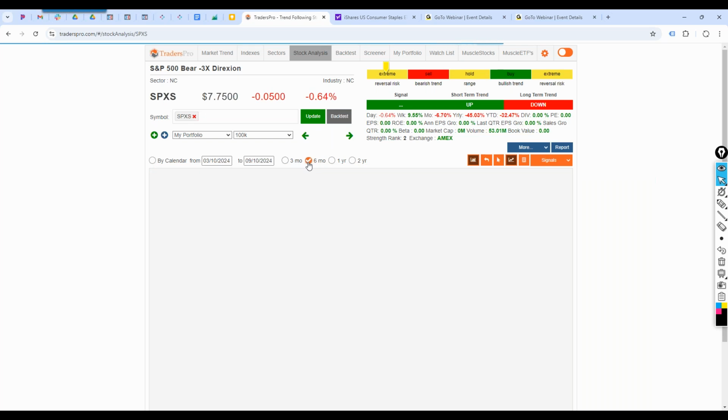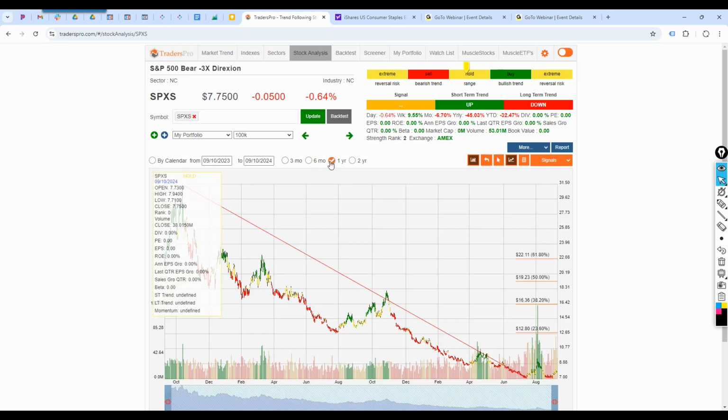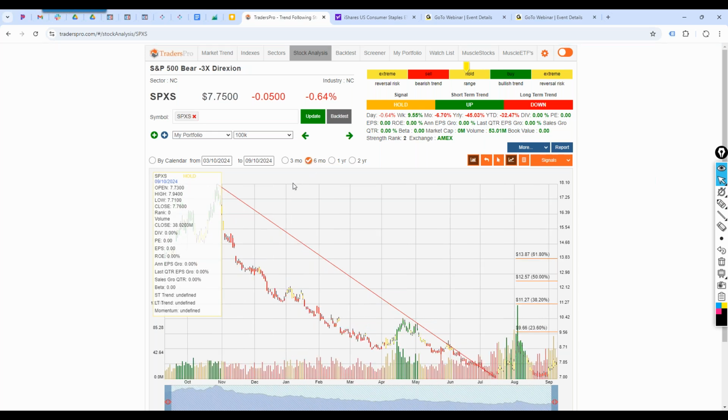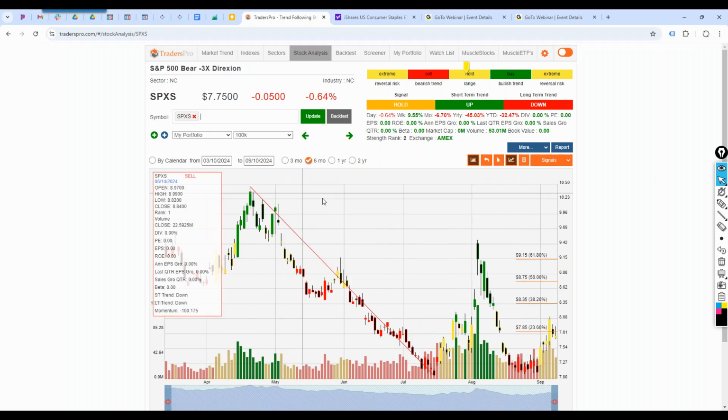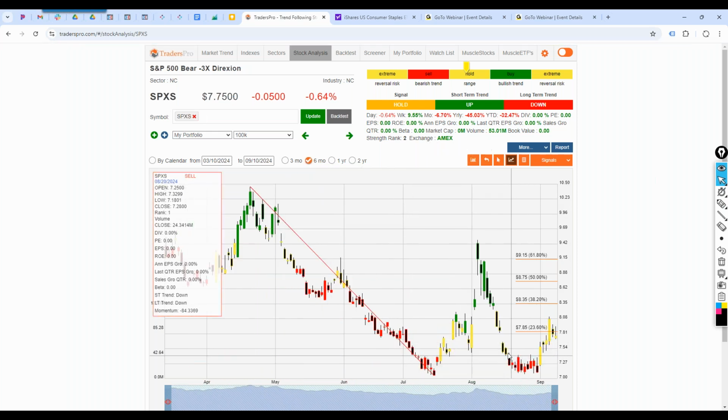Let's take a look at that on the 6-month time frame. And let's move in here, shorten that up just a little bit. Let me get rid of that volume as well. So you can see as the S&P 500 is dropping, this is going up.